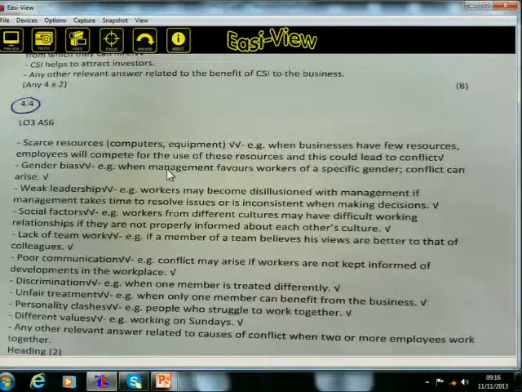Yeah, it's very important. Like I said before, you should know these causes of conflict together with the types of conflict for you to do well in the examination. So let's move on to the next topic, which would be entrepreneurship.